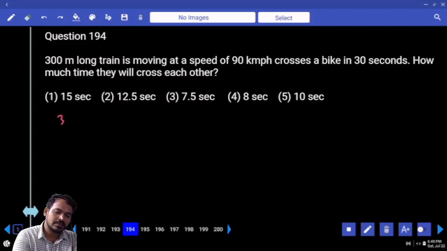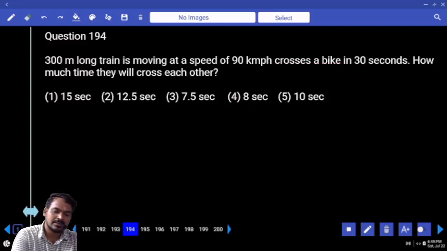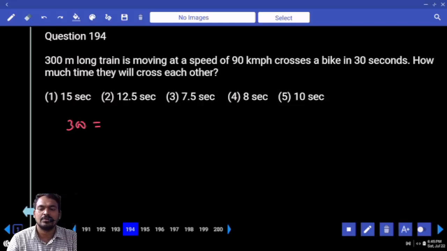What is the distance in the first one? 300. That is equal to speed into time. Both are moving in which direction in the first case? Same direction. We know the same direction time, but we require the opposite direction time. 300 is the distance or time? Distance. The same distance is also equal to speed into time.